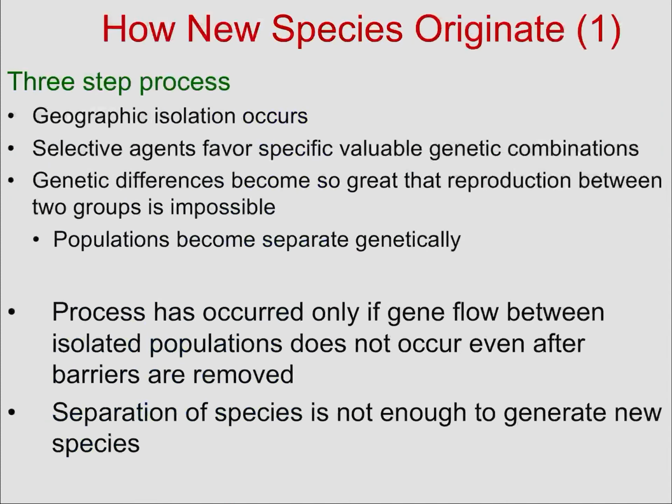So how do new species originate? Three-step process. Geographic isolation occurs. Selective agents favor specific valuable genetic combinations. The genetic differences become so great that reproduction between the two groups is impossible, and the populations become separate genetically. The process has occurred only if the gene flow between the isolated populations does not occur even after barriers are removed, and separation of species is just not enough to generate a new species.